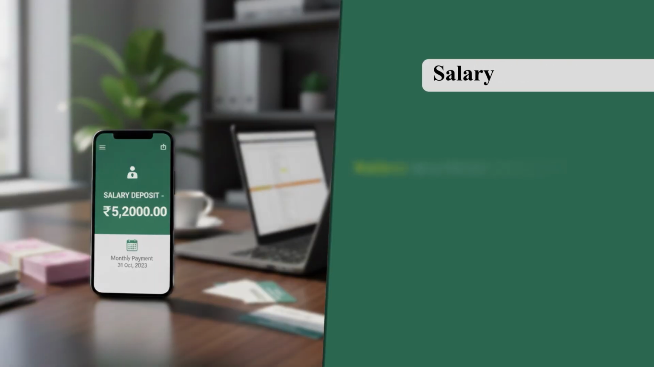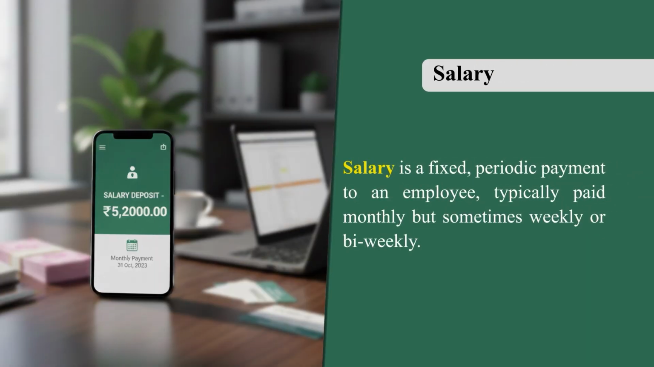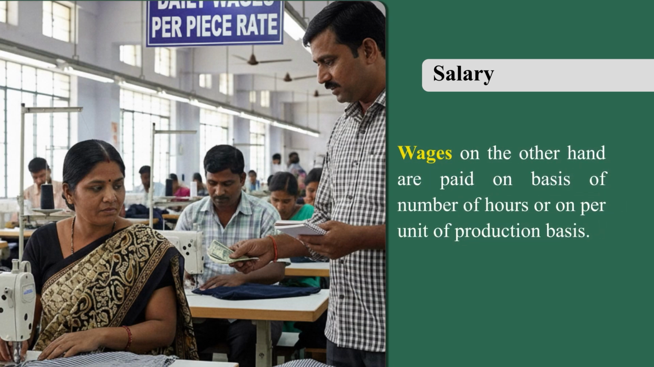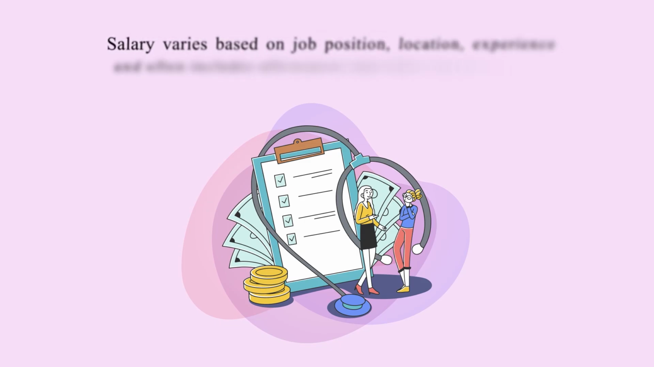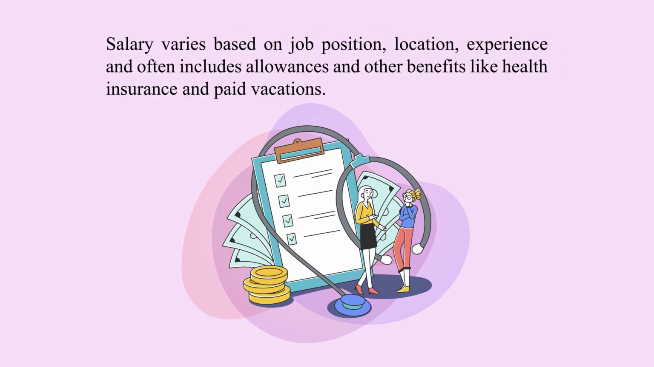Salary should be differentiated from wages. Salary is a fixed periodic payment to an employee, typically paid monthly, but sometimes weekly or bi-weekly. Wages, on the other hand, are paid on the basis of the number of hours or on a per unit of production basis. Salary varies depending on the job position of a person, location, experience and often includes allowances and other benefits like health insurance and paid vacations.